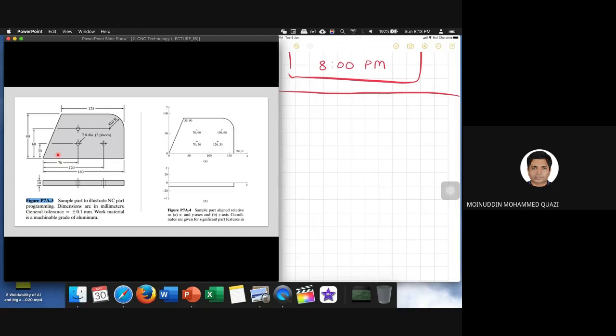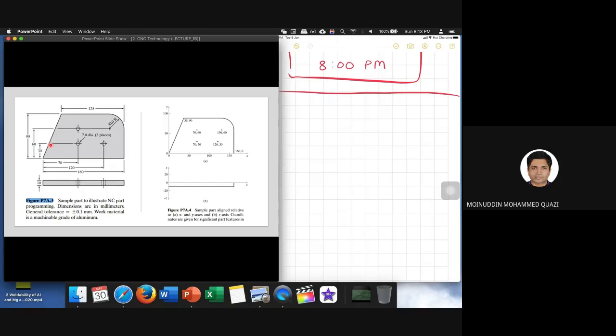So we have 2 types of operations that are required to be performed. Number 1 is drilling of 3 holes, number 1, number 2, number 3. And number 2, the second operation, is the milling of the outer periphery. So for applying these 2 operations, let us start with drilling 3 holes.